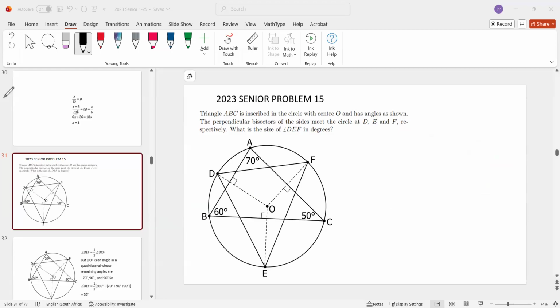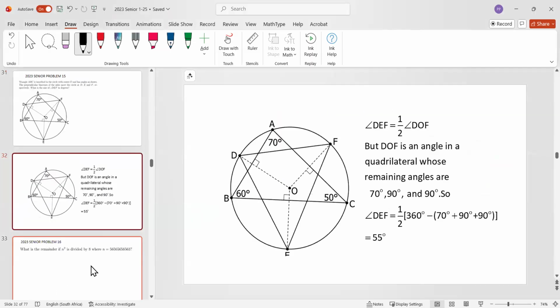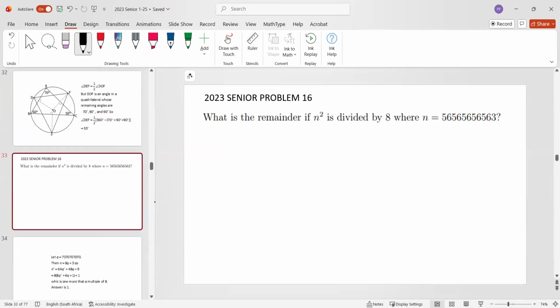So here is the answer to the question. All right, and if you didn't understand it very well, you can check it out. You'll see it's 55 degrees.